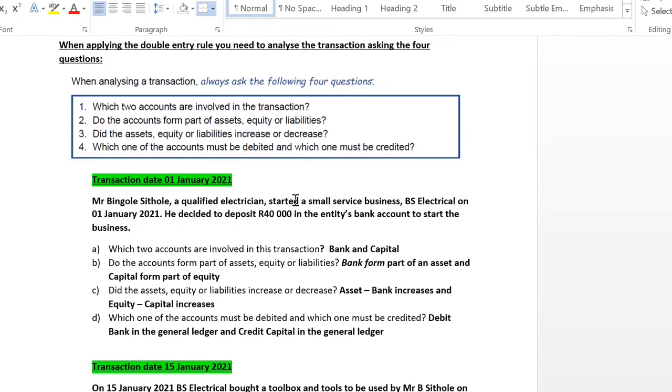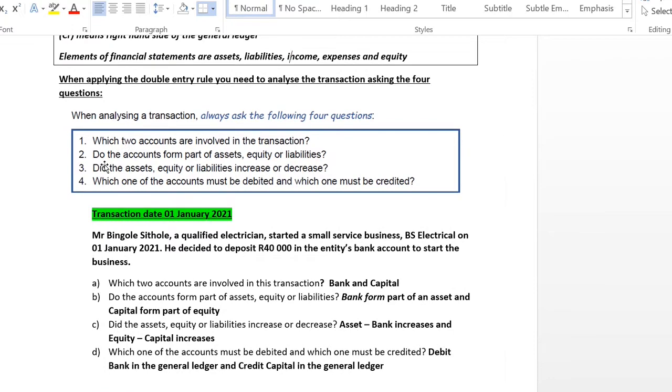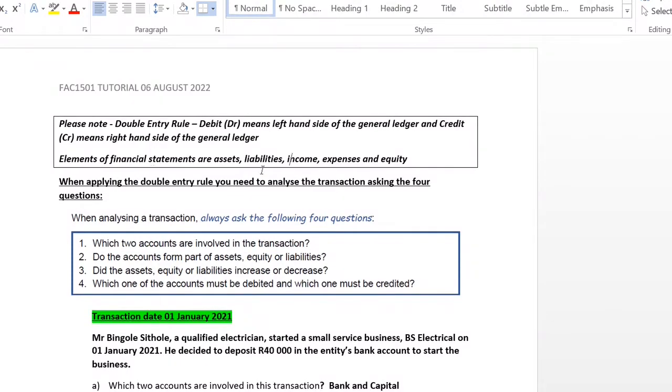So we're gonna do this first transaction. The first transaction is Mr. Bingolis Tole, a qualified electrician, started a small service business, BS Electrical, on the 1st of January 2021. He decided to deposit 40,000 in the entity's bank account to start the business. So I'm gonna start here. You need to ask yourself these questions now. Which two accounts are involved in this transaction?